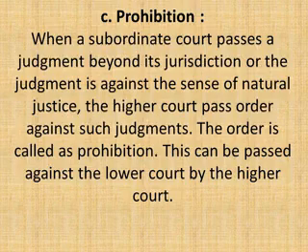The third one is prohibition. What is this prohibition? When a subordinate court passes a judgment beyond its jurisdiction, or the judgment is against the sense of natural justice, the higher court passes order against such judgment. The order is called as prohibition. This can be passed against the lower courts by the higher courts. So which means any lower courts' judgments are not correct, the higher courts can hold them or can ask to reconsider the case. So that is what prohibition.